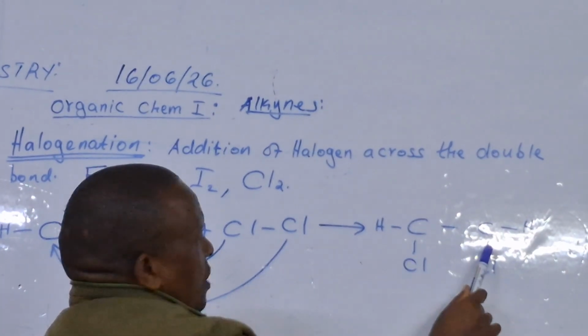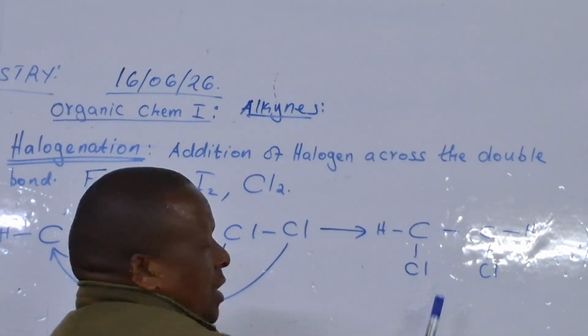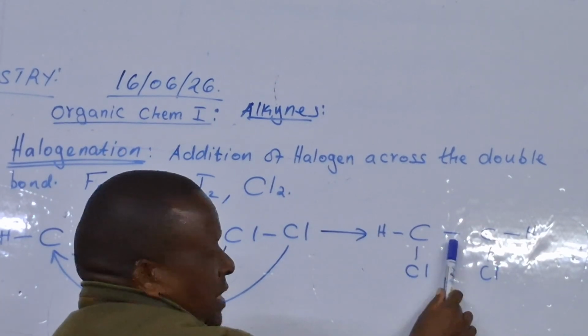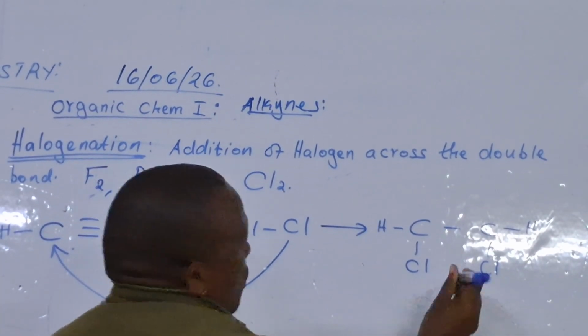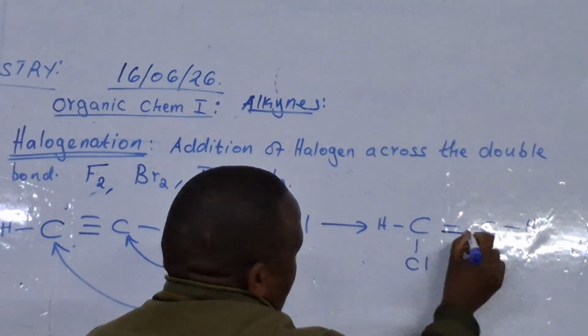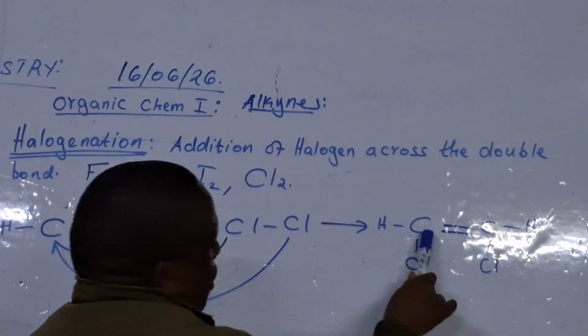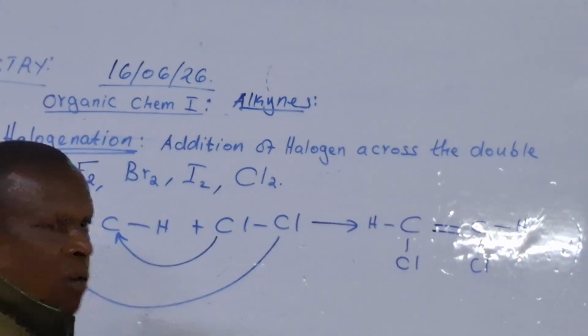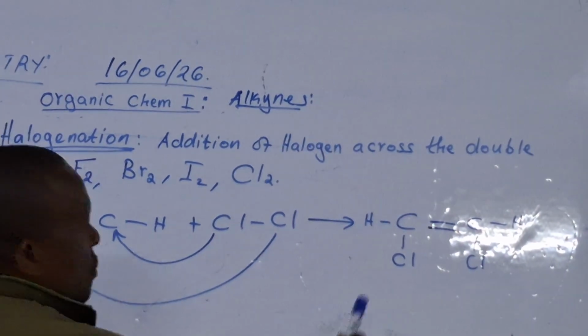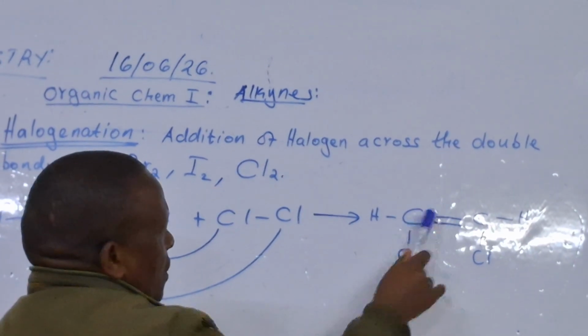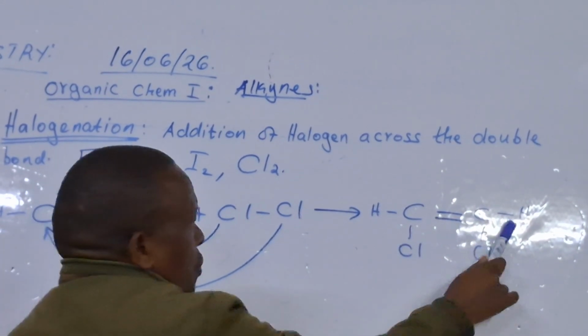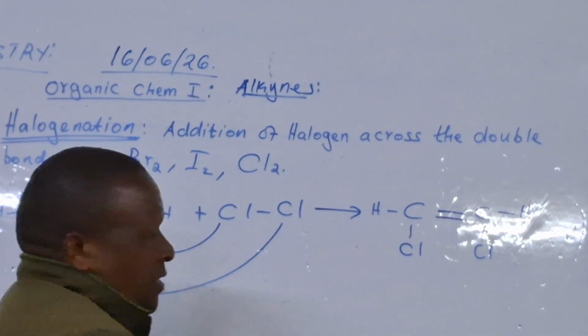Now, how many covalent bonds are here? 1, 2, 3. How many is remaining? 1. Where will you place the 1? Here in the middle. So you have 1 added like that. So that each carbon is now surrounded by how many covalent bonds? By 4. So 1, 2, 3, 4. This has become satisfied. 1, 2, 3, 4. This one has become satisfied.